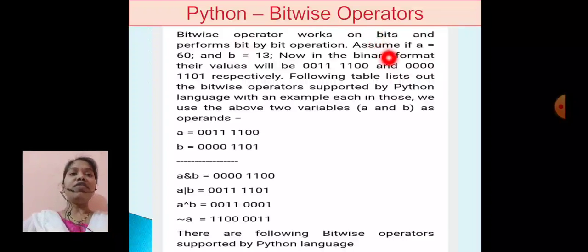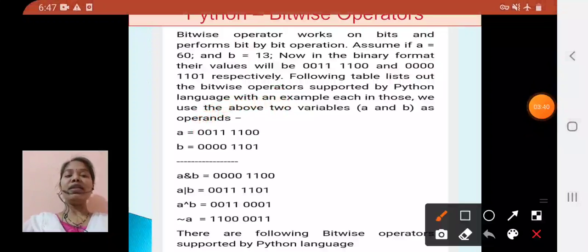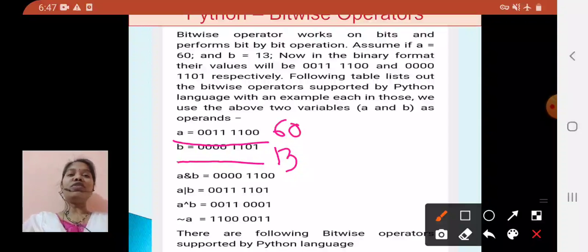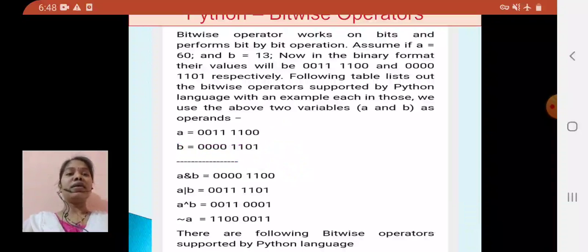So assume here a equal to 60 and b equal to 13, so you have to consider that the value of a will be 60 and b equal to 13. See here I am giving the representation of the binary numbers. So a is 0011 1100 and b is 0000 1101. So this is nothing but 60 and this is 13. Okay, so a equal to 60 and b equal to 13. These are the values of the variables. Now in the binary format their values will be 0011 1100 and 0000 1101 respectively.